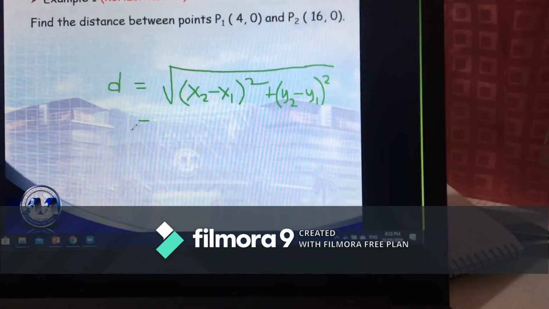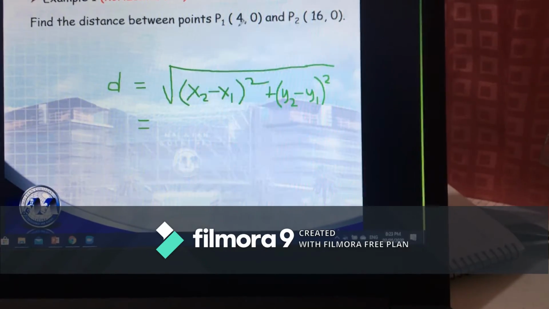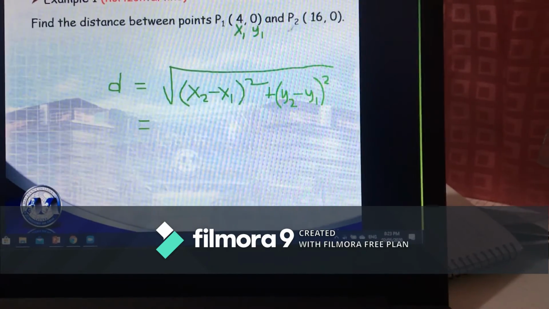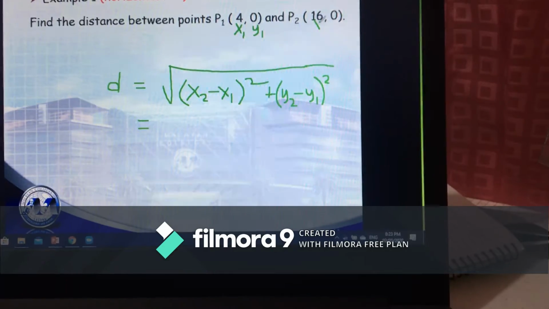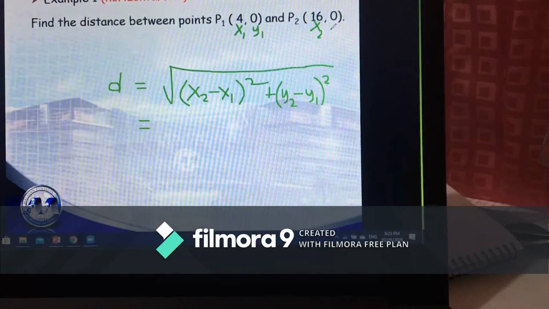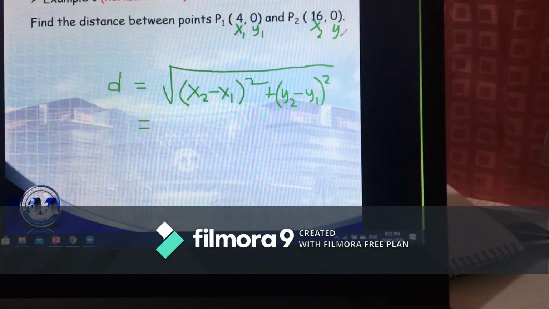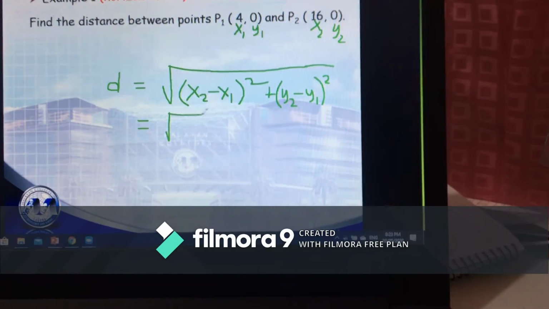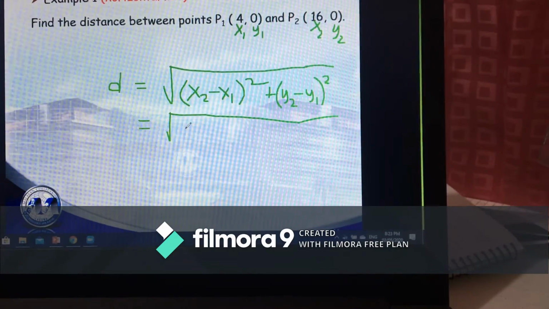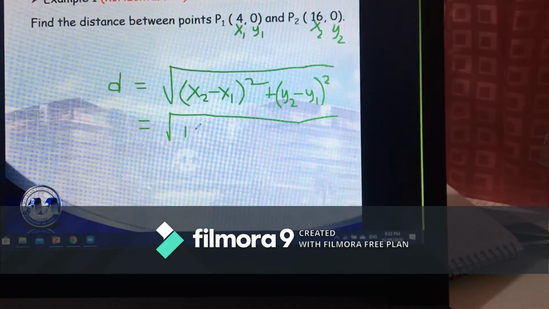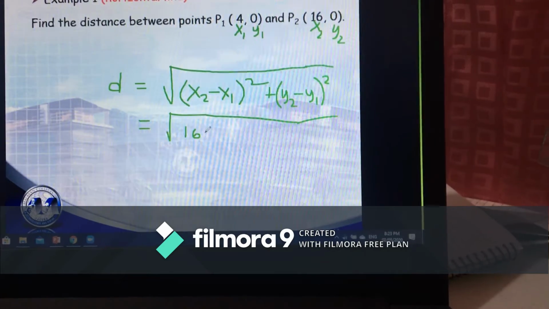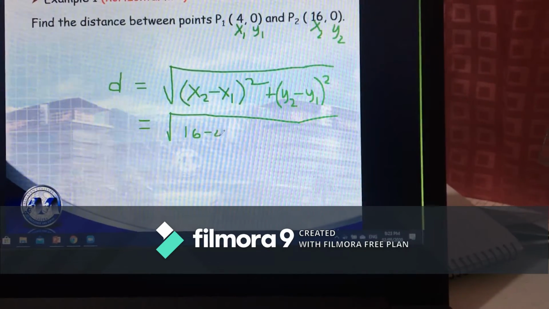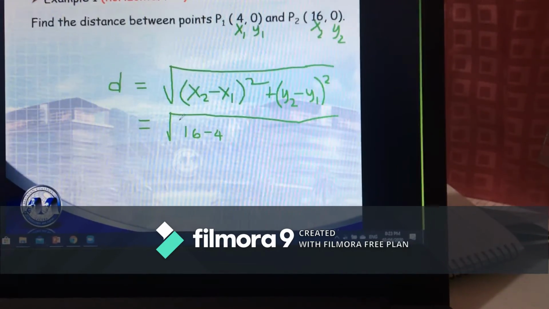Okay? So in this given, we have ang 4 natin, ito yung x1, right? Tapos ang y1 natin is 0. Then here, this is our x2. This is 16, and ito yung y2 natin. So if you are going to plug in these values to the formula, so you have x2 which is 16, tapos minus x1 which is 4, then you square it.